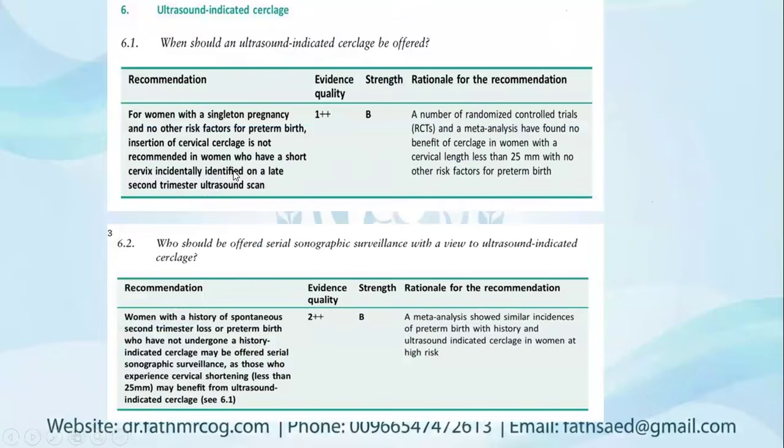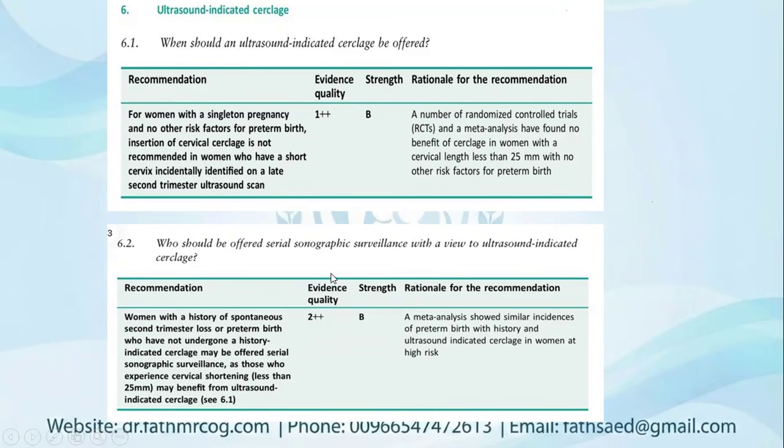Then for women with a singleton pregnancy and no other risk factor for preterm birth, insertion of cerclage is not recommended in women who have a short cervix incidentally. That means you do an ultrasound for some other issue and incidentally the patient has a short cervix, with no other indication. So here it is not indicated for cerclage.